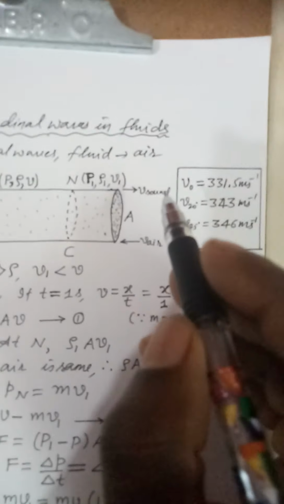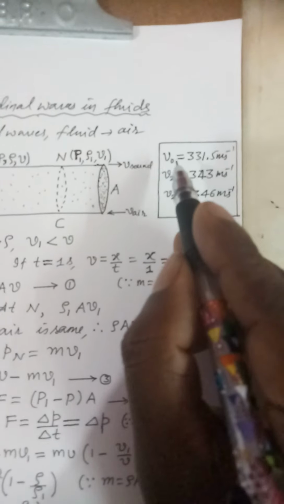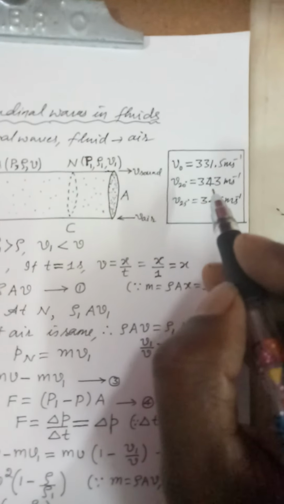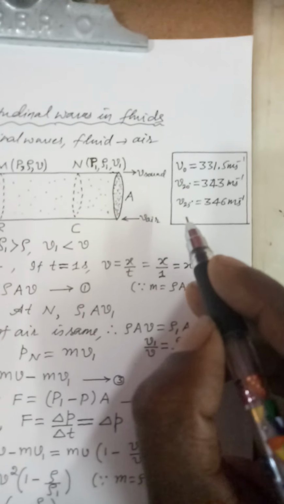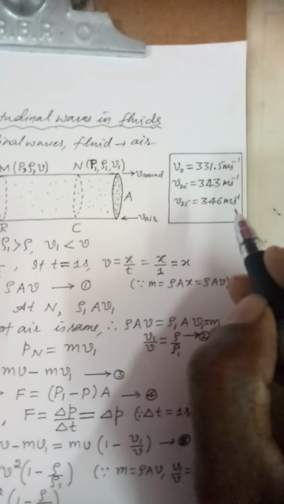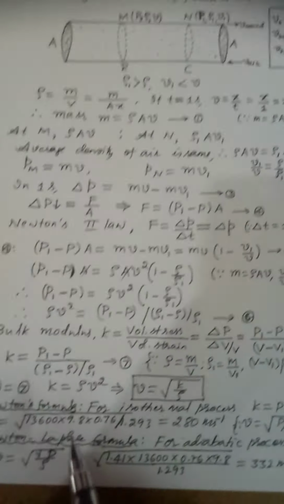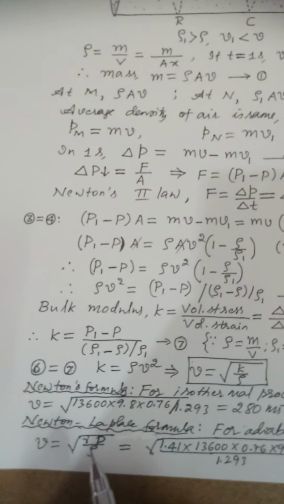We can see the observed values. At 0 degrees Celsius, 331.5 meter per second. At 20 degrees Celsius, 343 meter per second. At 25 degrees Celsius, 346 meter per second. Therefore, the expression for speed of longitudinal waves in fluids is the Newton-Laplace formula.